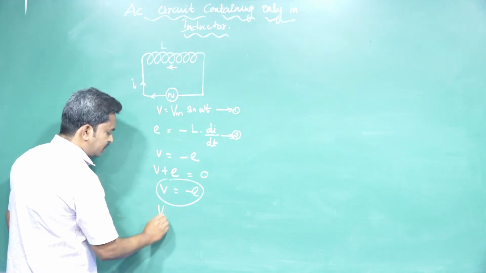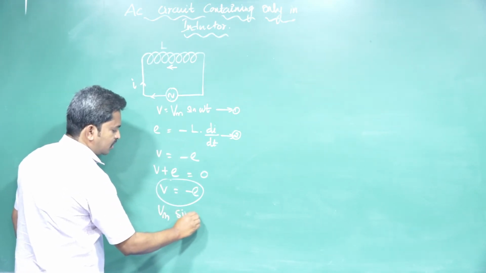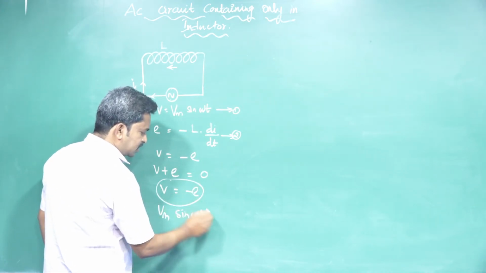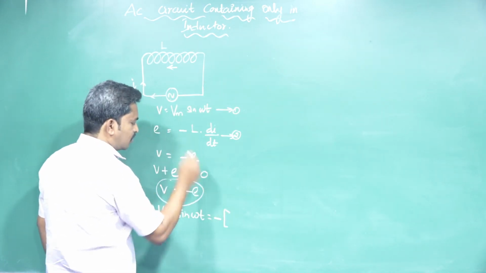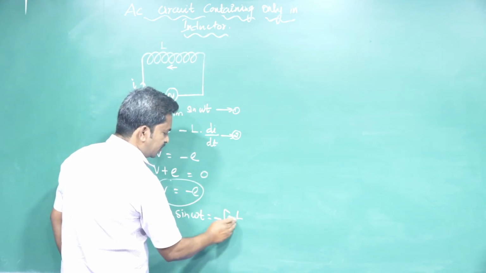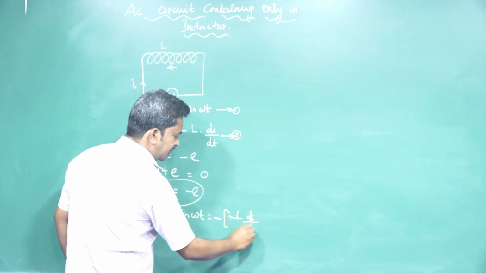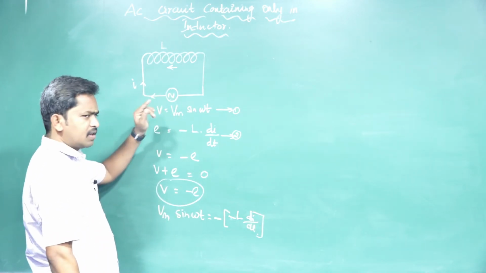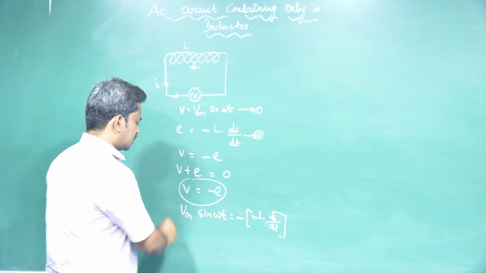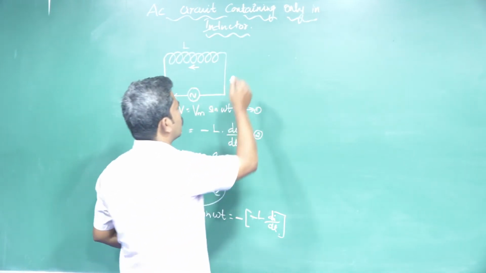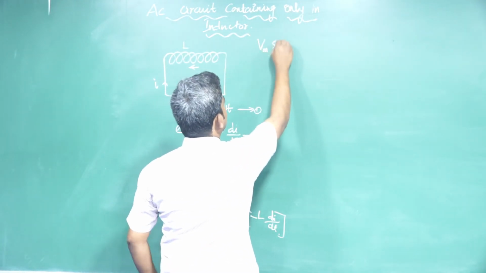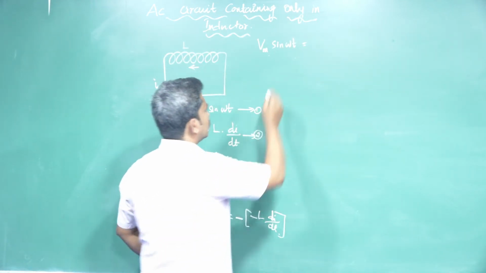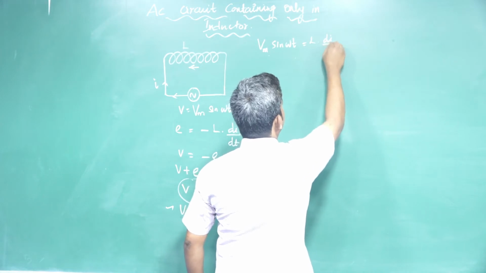What is the V value? Vm sin omega t is equal to minus E, and minus E is equal to minus of minus L into di divided by dt. This is the applied equation: the applied voltage is equal to the induced EMF. This is the main concept. So Vm sin omega t is equal to L di divided by dt.